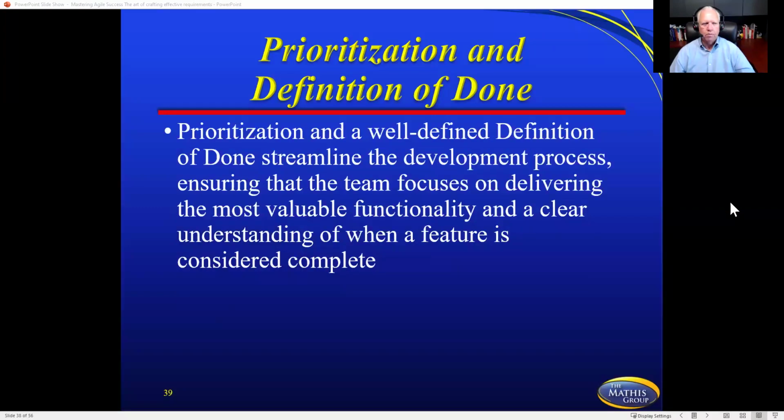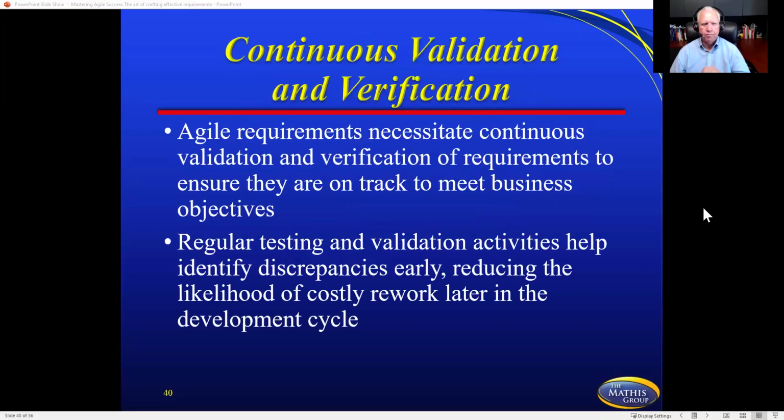We do evolve. Prioritization and a well-defined definition of done streamlines the development process, ensuring that the team focuses on delivering the most valuable functionality and a clear understanding of when a feature is considered complete. This is always a discussion, and you guys who are doing this every day for real, living in your Scrum and Agile worlds, you know what I'm talking about. So you find back and forth. Okay, we're measuring it like this. Okay, so why are we adding this other piece here? How are we going to measure that piece? And you'll find yourself having to be that picky.